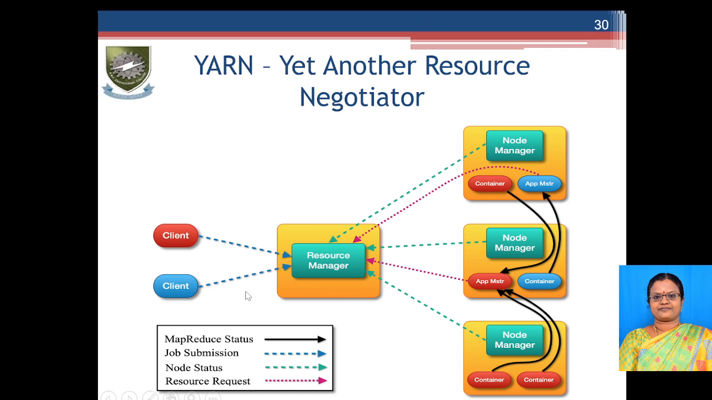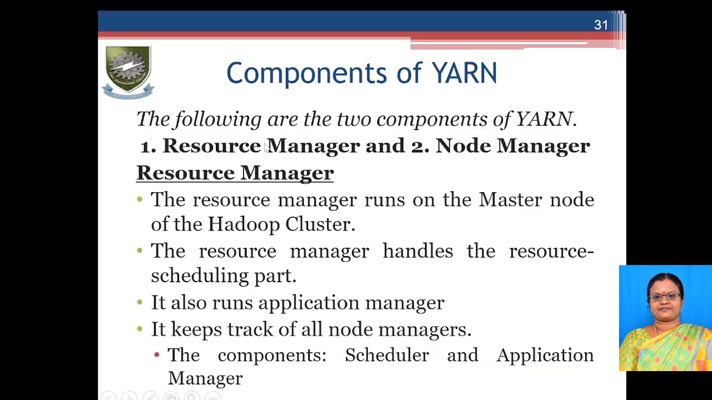So if you see the picture here, the resource manager is the master, and here I have the node managers, which are available in many slaves, and each node manager has some containers and application masters, or many containers itself. Whereas the resource manager has two parts: one is scheduling and the other is application management. So it has a resource manager and node manager. In the resource manager, it has the resource scheduling part. It runs the application manager also. On the whole, the components present in the resource manager are the scheduler and the application manager.